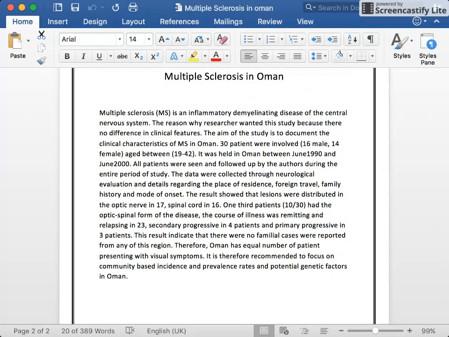Okay, let's look at your writing here. Multiple sclerosis, inflammatory disease. Good. The reason why researchers wanted to study this. Okay. So remember that in this summary, you're writing as if you are the study members, and remember, you have to use passive. So the reason this study was conducted, or the reason this study was carried out, is to explore the clinical features, or wanted this study because there were no differences in clinical features. What do you mean there's no differences? I think you're misquoting this here, okay?